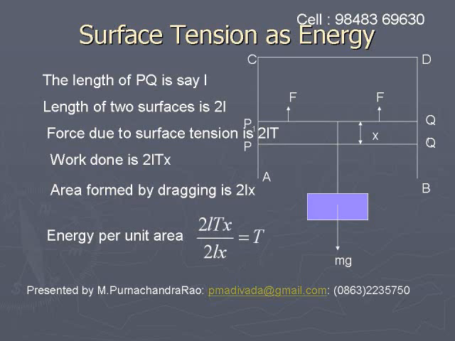Hence, the energy per unit area is 2LTx by 2Lx, which is equal to T. 2LTx is the energy used and 2Lx is the area formed. Hence, 2LTx by 2Lx is equal to T. So, the surface tension can be taken as energy per unit area.